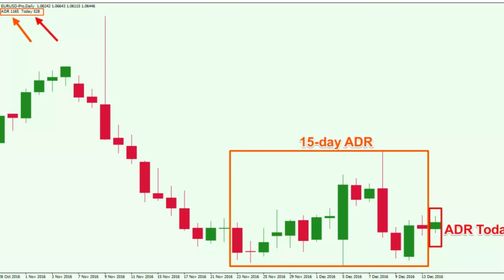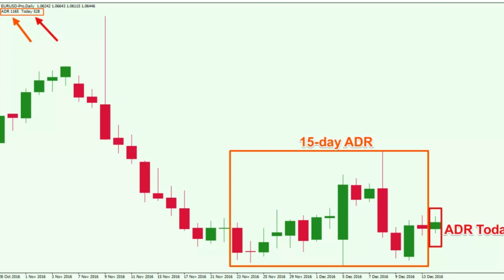The 15-day ADR shows the number as 1,165. This value corresponds to 116.5 pips, and today's, current bar, ADR value shows 528, which corresponds to 52.8 pips. Keep in mind that based on your chart settings and particular ADR indicator, the manner in which you read the pip value may differ. Back to our example, the average daily move of the Euro to US dollar for the last 15 days equals 116.5 pips. But for today the Euro to US dollar has only moved with 52.8.